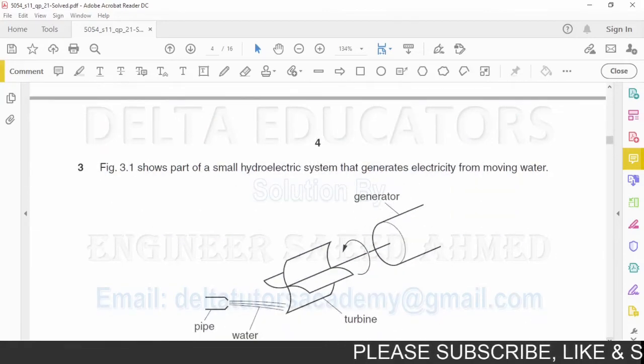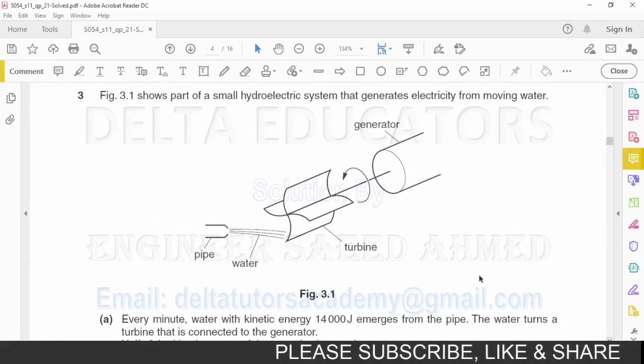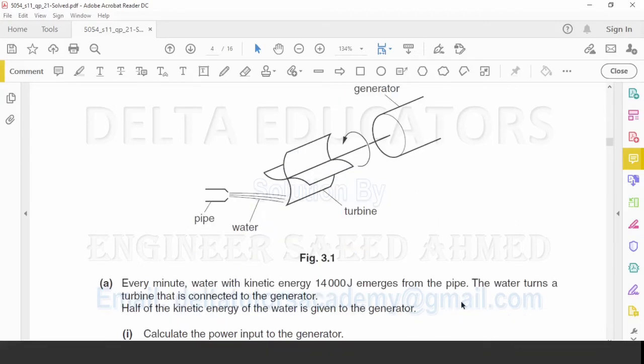Question number 3. Figure 3.1 shows part of a small hydroelectric system that generates electricity from moving water. Okay, here we have a system by which we are generating electricity. Part A. Every minute, water with kinetic energy 14,000 joules emerges from the pipe. The water turns a turbine that is connected to the generator. Half of the kinetic energy of the water is given to the generator. Number 1. Calculate the power input to the generator.